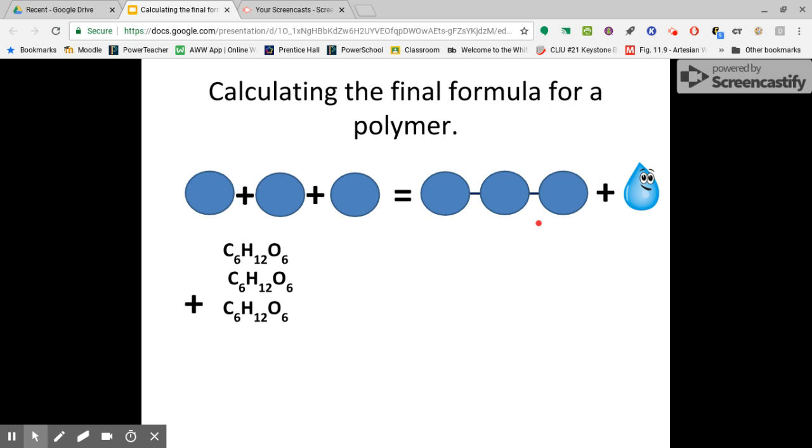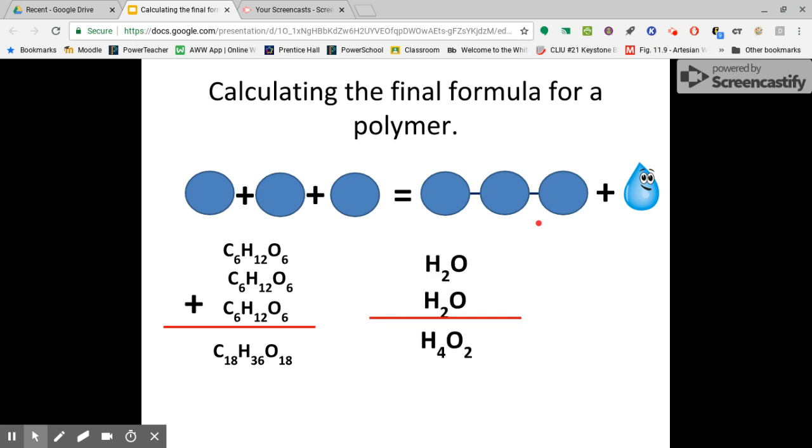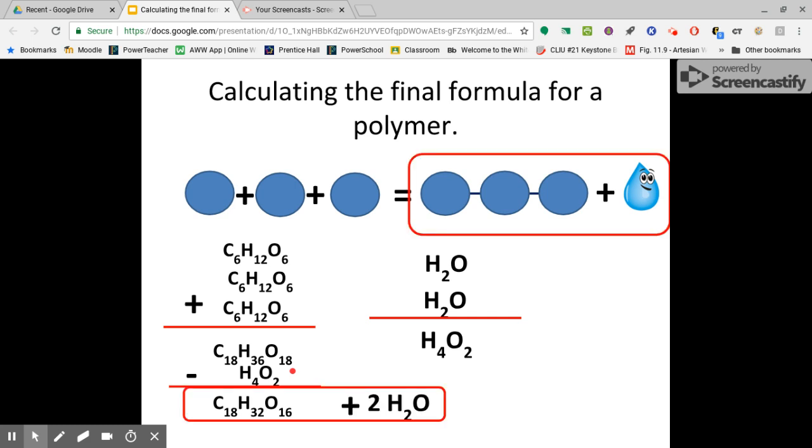So we take the formulas, all 3 of those added together, C18H36O18, minus my water. So what's the final amount of water that is being released? Well, I have 2 molecules of water, so I have to add them up. So H4O2. So C18H36O18 minus H4O2. And again, that just came from there. And my final formula is C18H32O16 plus 2 molecules of water. So the final formula for that polymer is this.